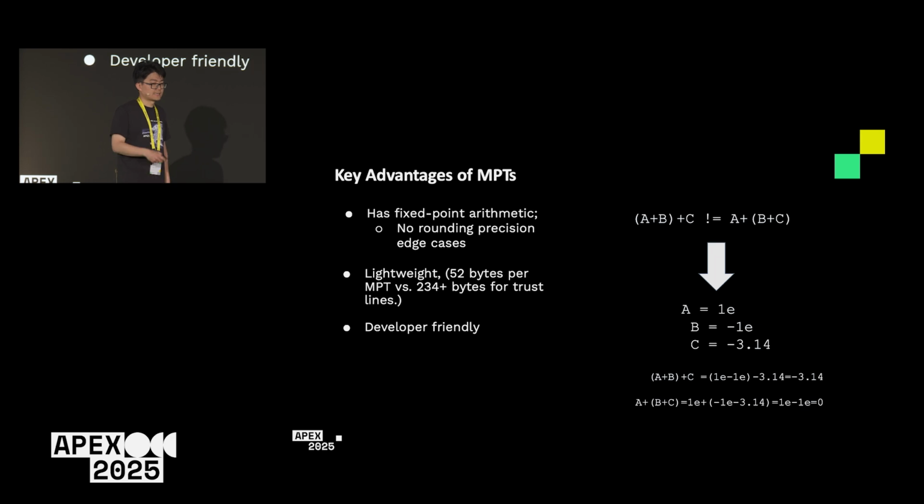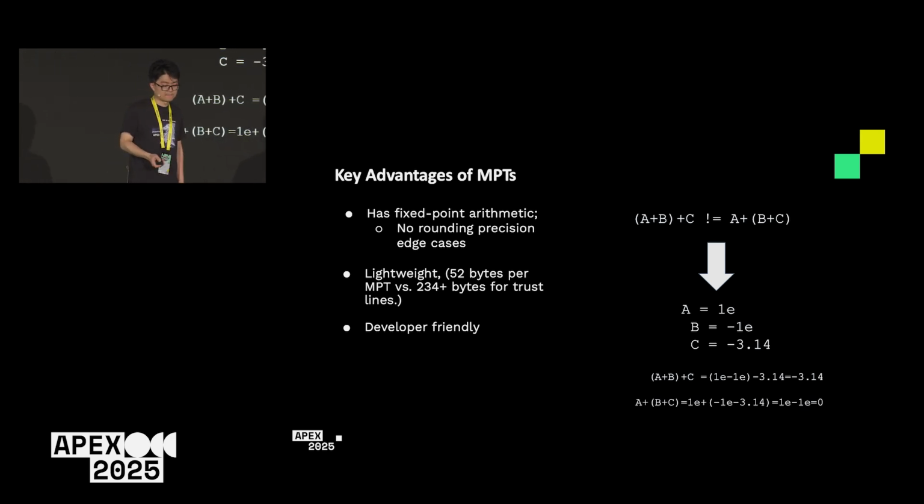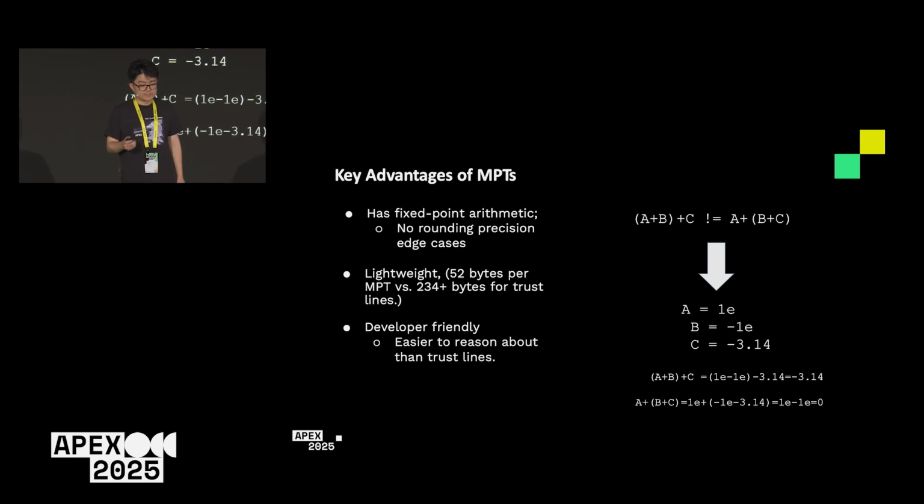Furthermore, MPT is lightweight. They use only 52 bytes, whereas trust lines use like 234 bytes plus. And MPT is also developer friendly, so they are easier to reason about than trust lines.